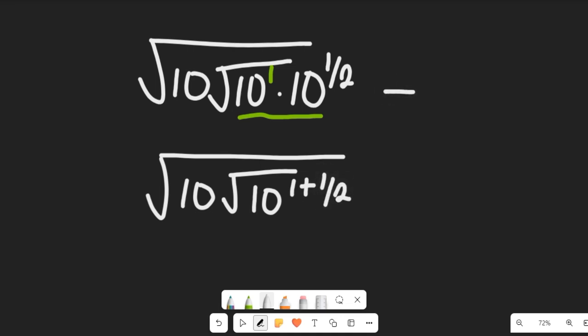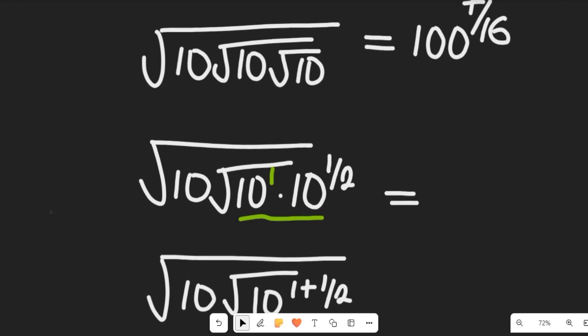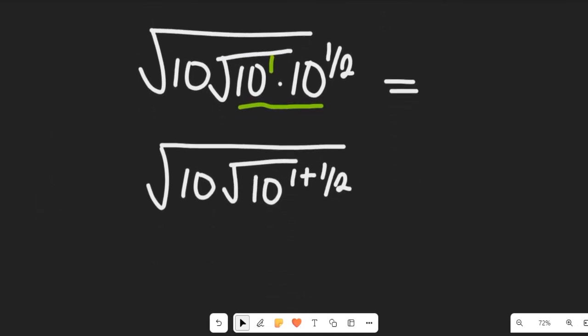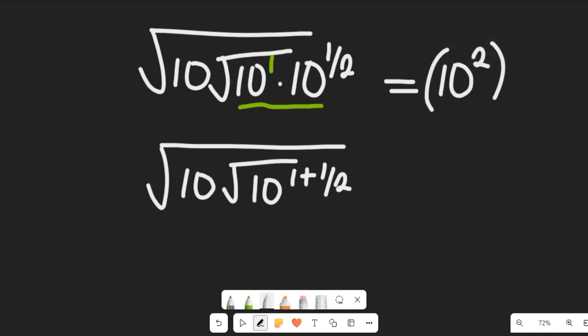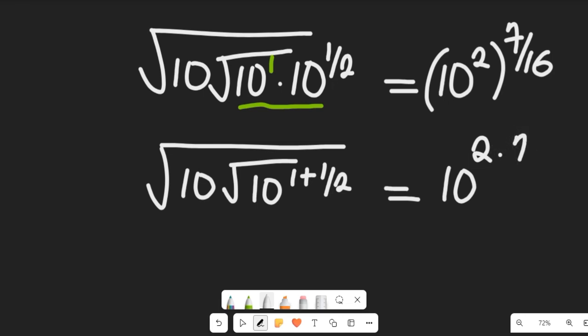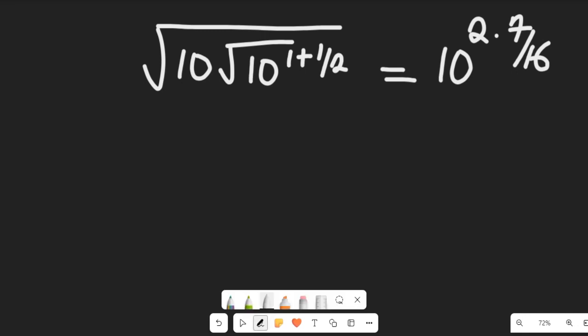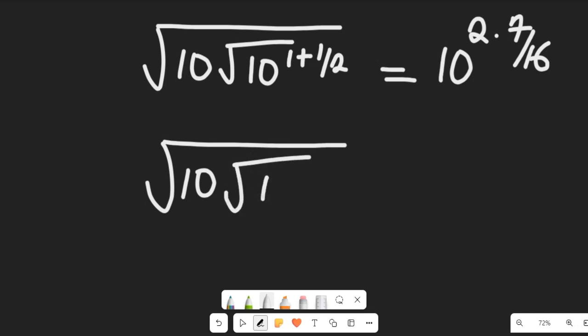So if we simplify that, remember this will be equal to, we have to reduce this. That expression is formally 10 to the power of 7 divided by 16. So reduce this to become 10 to the power of 2, right? All multiplied by 7 divided by 16. So that expression will automatically give us 10 to the power of 2 multiplied by 7 divided by 16. So while we reduce this expression will now give us the total square root of 10 multiplied by the square root of 10 to the power of, that will now give us 3 divided by 2.